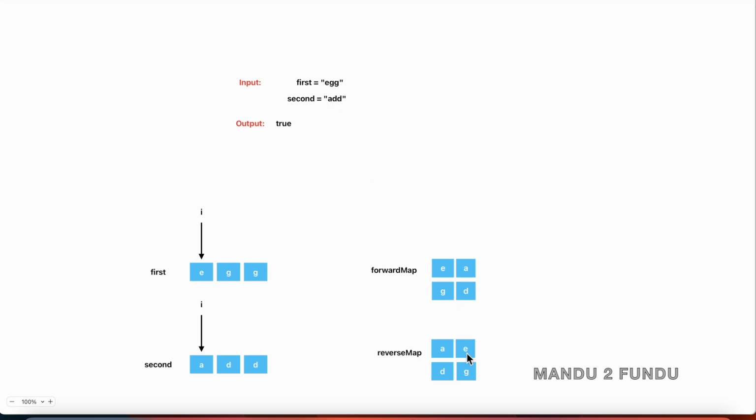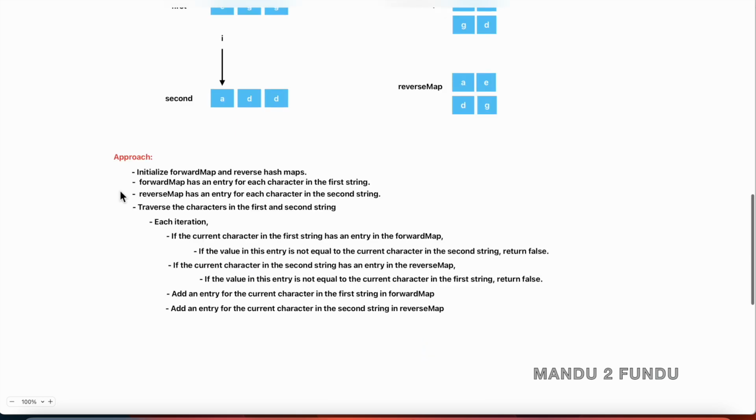Same thing for each character in the second string: we have to check whether the value matches the corresponding character in the first string. If those two conditions are always true, then at the end we can declare the two strings are isomorphic. If there is no entry, then in each iteration we create an entry for the new character in the forward map and a new entry in the reverse map for the character in the second string. That's what I have listed here.